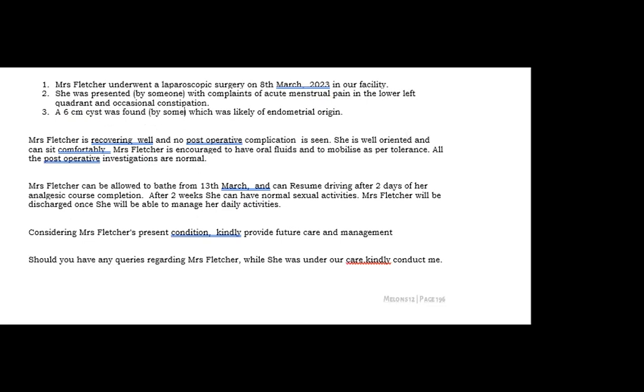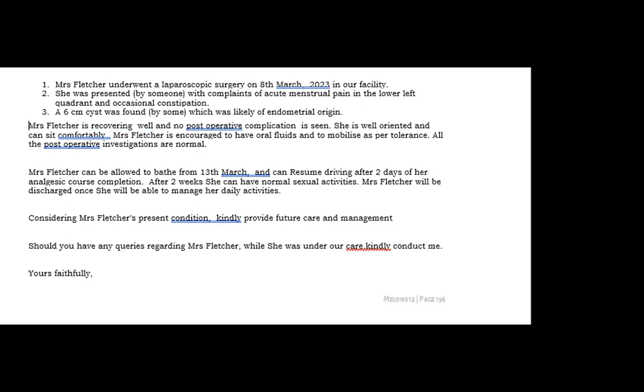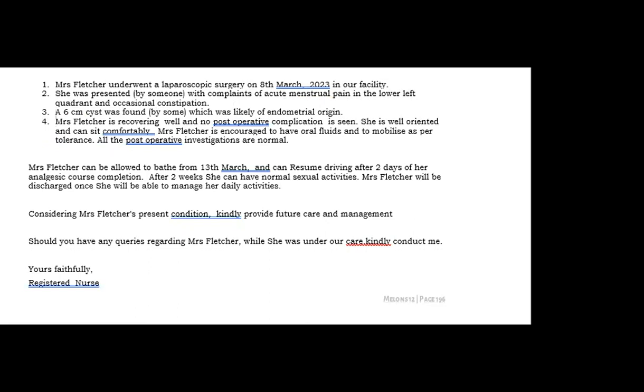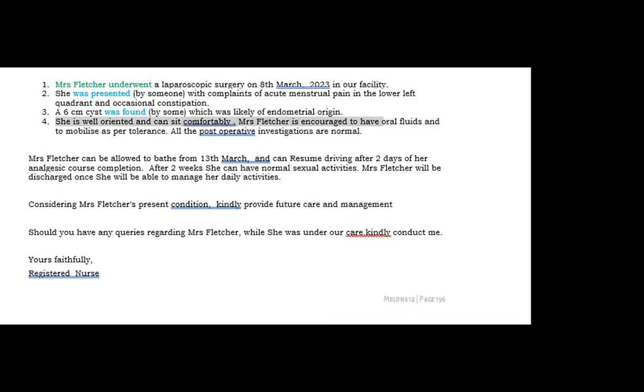Okay, I'm just trying to show you that an OET letter is a combination of passive and active. I'm also going to show you: Mr. Fletcher underwent is a normal sentence, that is active voice. She was presented is a passive voice. See, look at the differences here. A 6 centimeter cyst was found by somebody. Again, passive voice is here. Mr. Fletcher is recovering well. There is no passive or active here. She is well oriented, also doesn't have any passive or active.